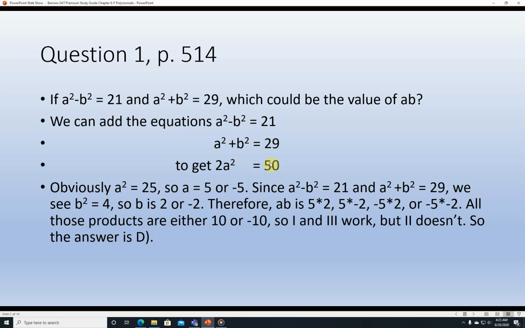So obviously we just divide both sides by 2 to get a squared equals 25, so a is equal to 5 or negative 5. Since a squared minus b squared is equal to 21 and a squared plus b squared is 29, we can see that b squared has to be equal to 4, so b is 2 or negative 2. Therefore, ab is either going to be 5 times 2, 5 times negative 2, negative 5 times 2, or negative 5 times negative 2. All of those products are either 10 or negative 10, so statements 1 and 3 work, but 2 doesn't, so the answer is D.